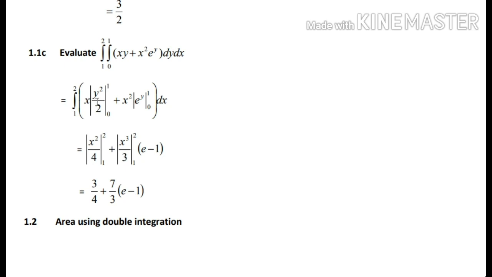So here you have x square by 4 plus x cube by 3 under limits 1 to 2. If you integrate x square, integration is x cube by 3, and if you integrate x, then integration is x square by 4, and then simplify, we get this.